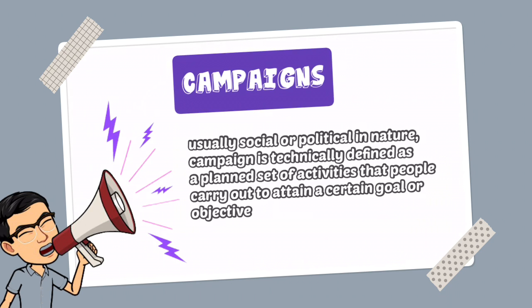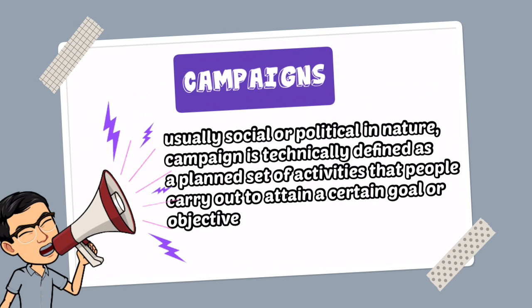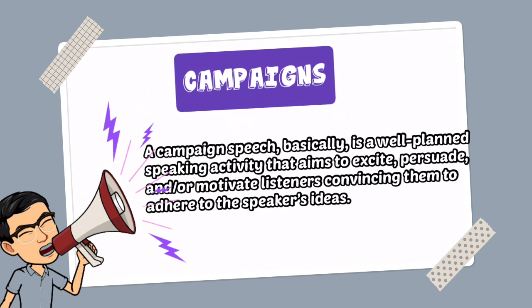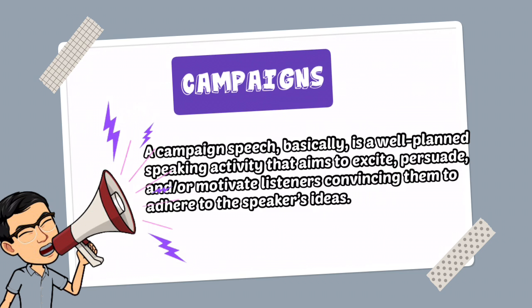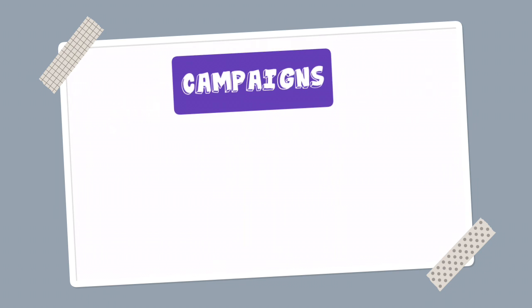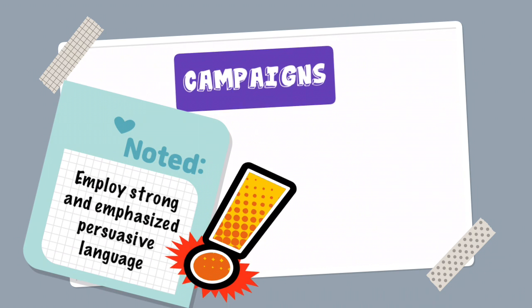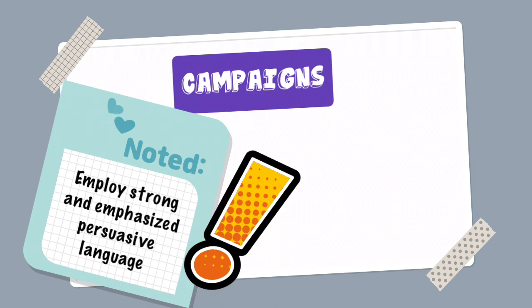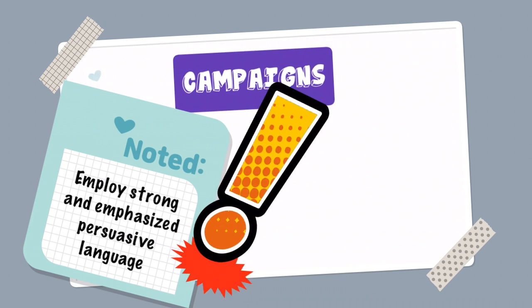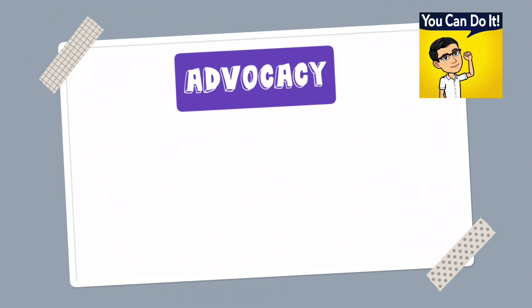Campaigns. A campaign, usually social or political in nature, is technically defined as a planned set of activities that people carry out to attain a certain goal or objective. A campaign speech basically is a well-planned speaking activity that aims to excite, persuade, and/or motivate listeners, convincing them to adhere to the speaker's ideas. Please take note of this. Convincing the listeners can be achieved by employing strong and emphasized persuasive language, leaving them with good and impressive points that they can remember.